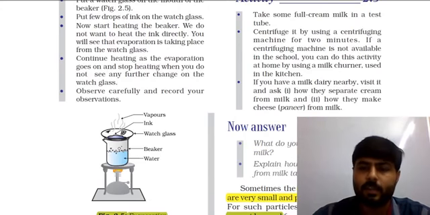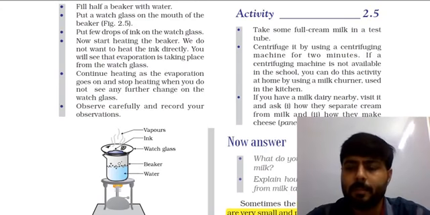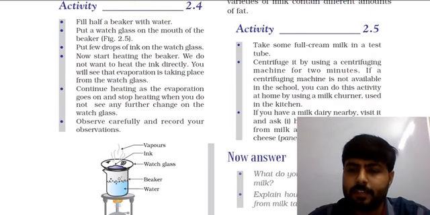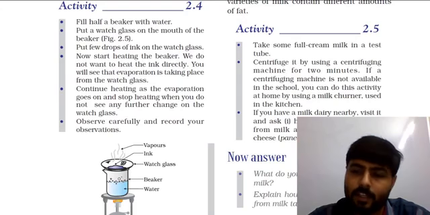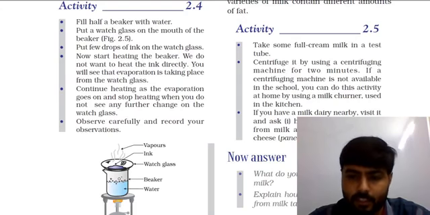Now let's take up the activity. Take some full cream milk in the test tube. Centrifuge it by using a centrifuging machine for 2 minutes. If the centrifuging machine is not available in the school, you can do this activity at home by using a milk churner used in the kitchen. So we can do this activity with the help of a milk churner.